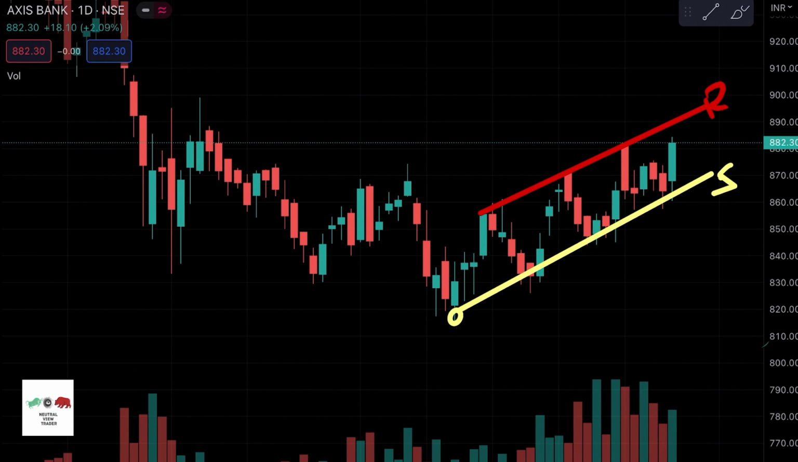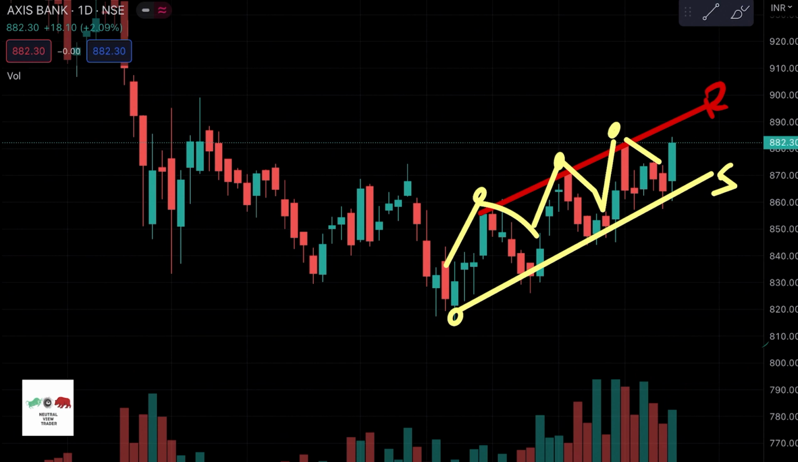If you notice, the stock has slowly moved up from the supporting zone, touched the resistance zone, and come down. Again, the stock has moved up, touched the resistance zone, and come back. Again, the stock has moved up, touched the resistance zone, and come back. If you notice, this has happened thrice.